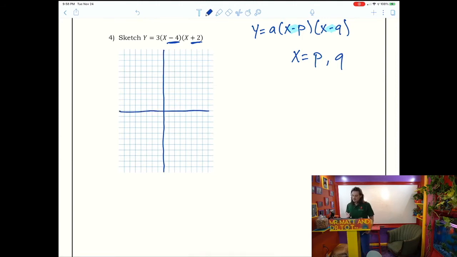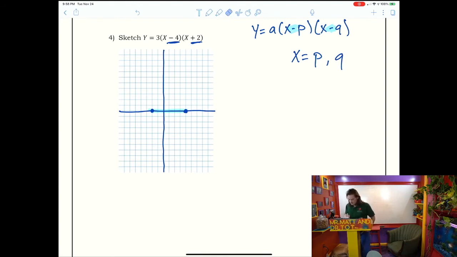And I'm going to mark off the x-intercepts of positive 4 and negative 2. So you can just remember that they're opposite common sense. If it's x minus 4, that represents an x-intercept of positive 4. If it's x plus 2, that represents an intercept of negative 2. Now remember also that these quadratics are symmetric. So the vertex is going to be equidistant between these two intercepts.